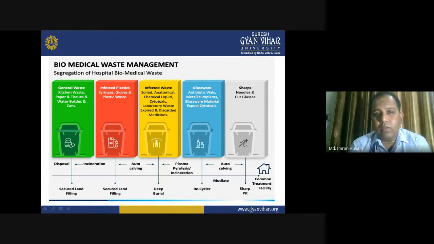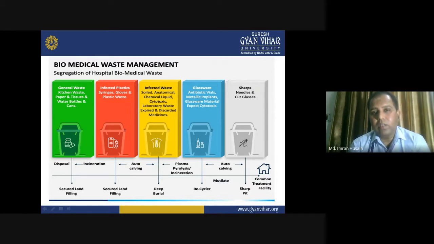Further on, you can see the yellow color bag, and in it you can see infected waste, soiled waste, anatomical waste, chemical liquid, cytotoxic waste, laboratory waste, and expired and discarded medicines. Before disposal, they are also subjected to plasma pyrolysis, in which incineration is done in the absence of oxygen. Autoclaving is also preferred sometimes, and deep burial in a landfill is preferred for this type of waste.